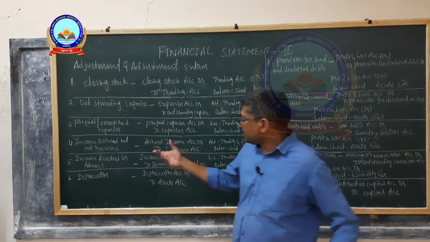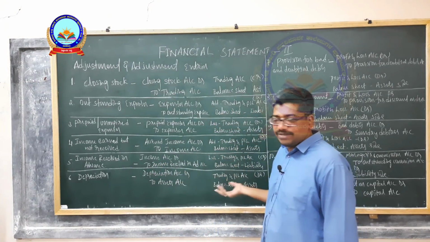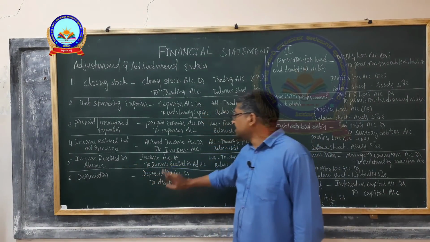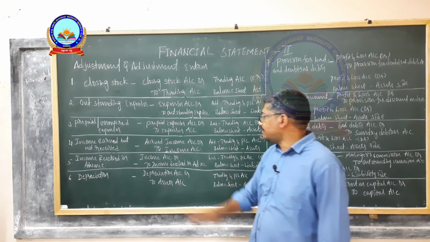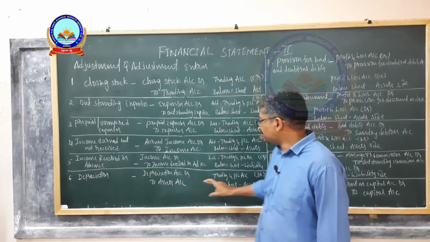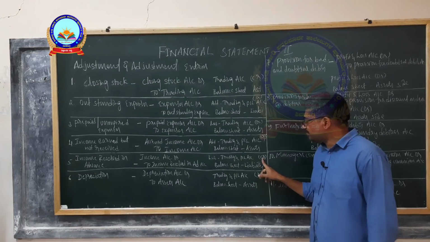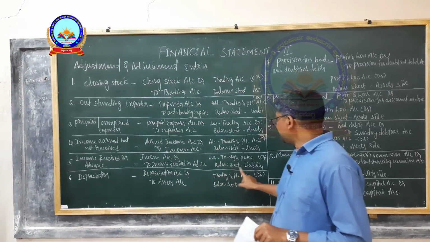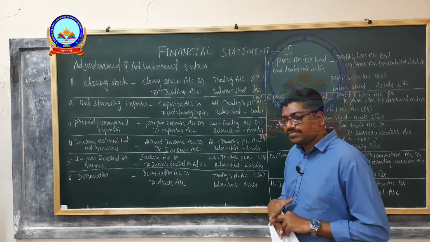So we need to pass a journal entry for that, and we have to record it in the trading and profit and loss account and in the balance sheet also. The journal entry for recording income received in advance is income account debit. Which income? If it is commission, commission account debit to commission received in advance account. So that journal entry we have to pass. In the credit side of the trading and profit and loss account, from that income we have to subtract it, and in the balance sheet once again it becomes a liability, and we have to record it in the liability side of the balance sheet.